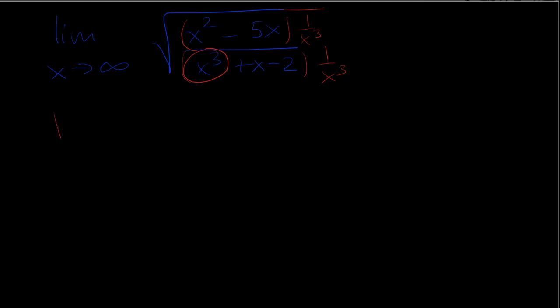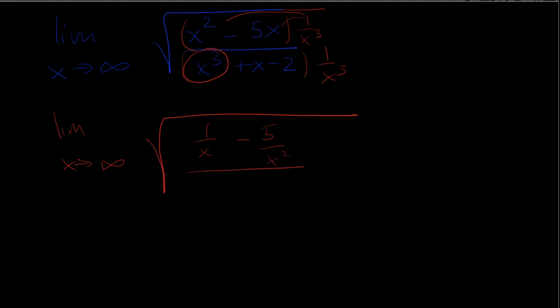So I have the limit as x approaches infinity. Now I'm going to distribute the 1 over x cubed. So x squared times 1 over x cubed is 1 over x. And then 5x over x cubed is 5 over x squared. Over, x cubed times 1 over x cubed is 1. x times 1 over x cubed is 1 over x squared. 2 times 1 over x cubed is just 2 over x cubed. So this is all under the square root.